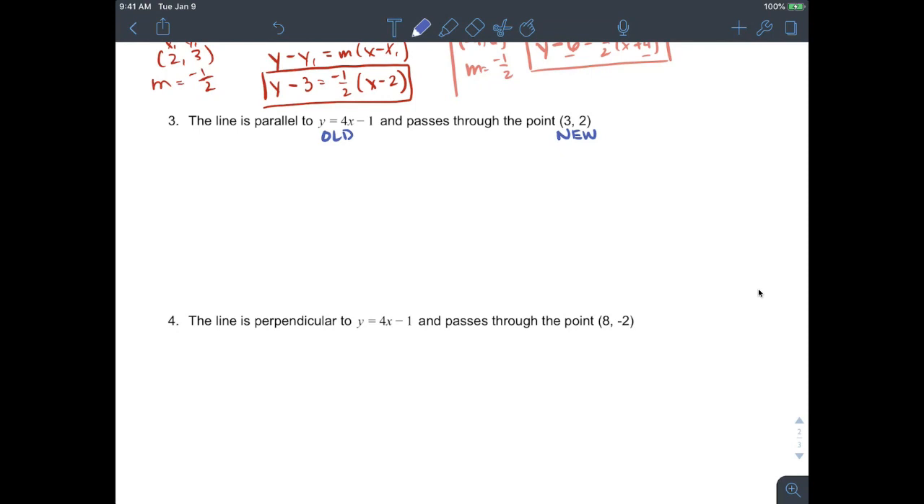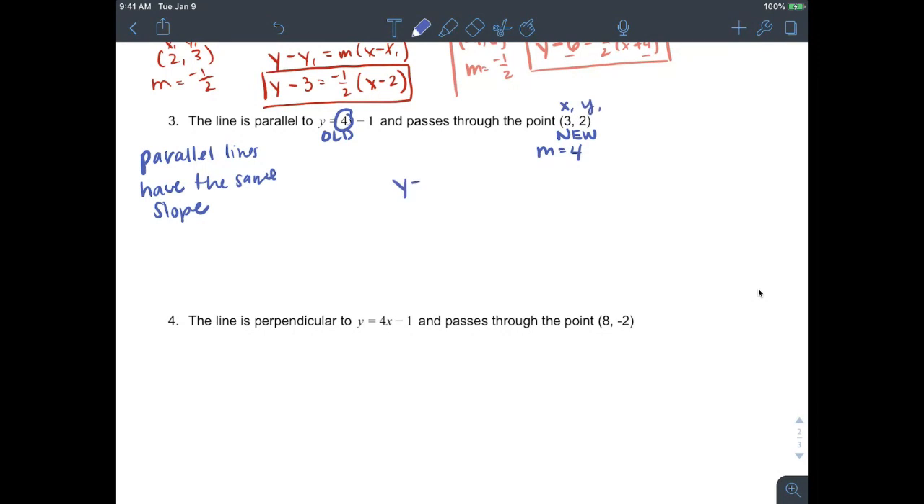Well, if I have this line, y equals 4x minus 1, what do we know about the slope? Parallel lines have the same slope. So what's the slope of the old line? The slope is 4, which means that the new line will also have the slope of 4. Now I can write this equation in point slope because this line goes through the point (3, 2). So I'm going to label it x1, y1.